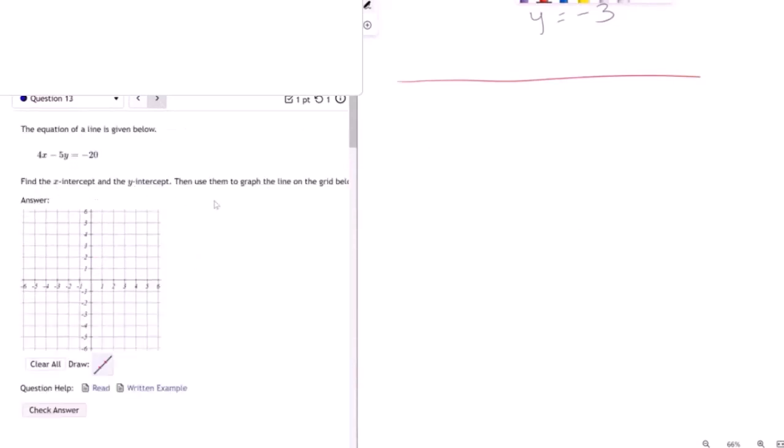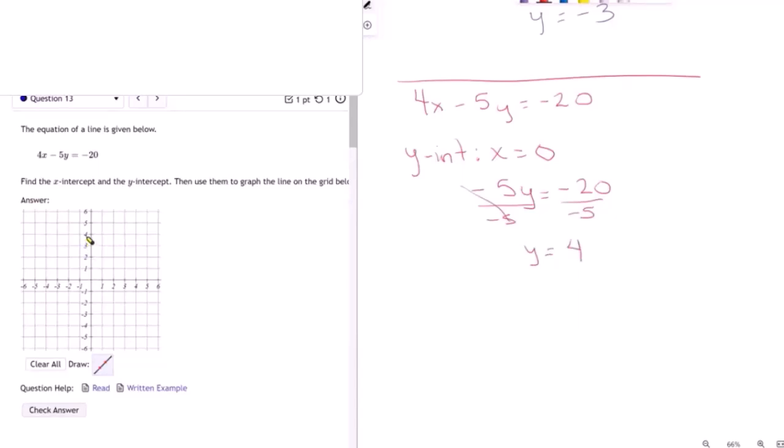Find the x and y-intercept, then use them to graph the line. We have 4x minus 5y equals -20. We can do the y first. Y-intercept. Whenever I do the y-intercept, what do I know? X is equal to 0. We have 4 times 0, which is 0. And that means I have -5y equals -20. Divide both sides by -5. These cancel, and I get y equals 4. I'm going to graph y equals 4 as my y-intercept.